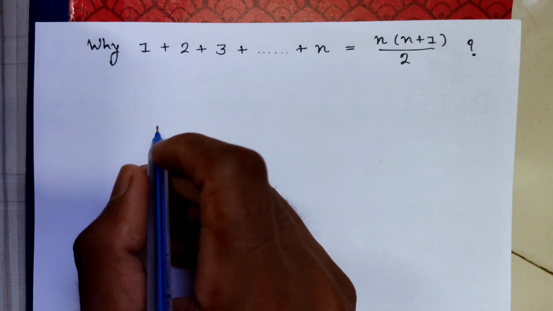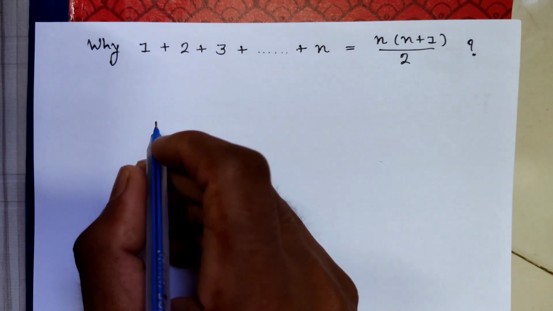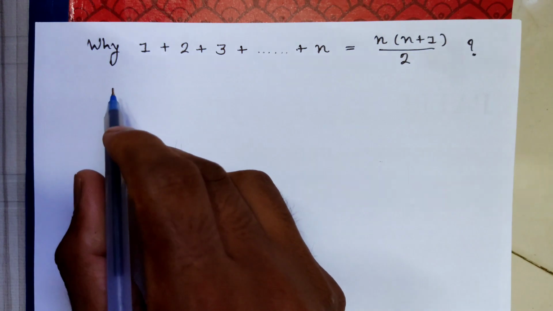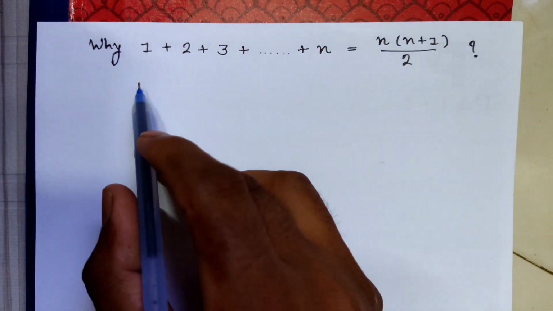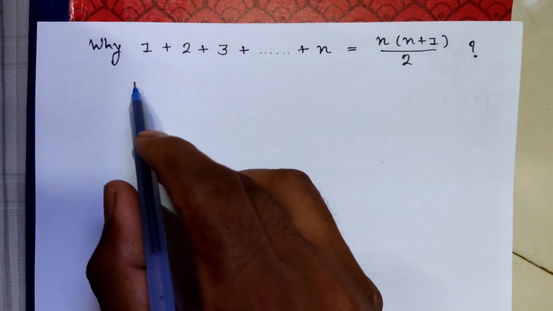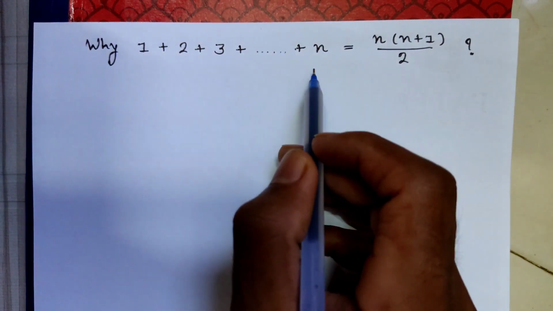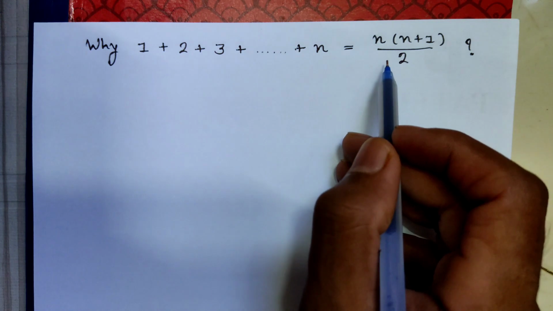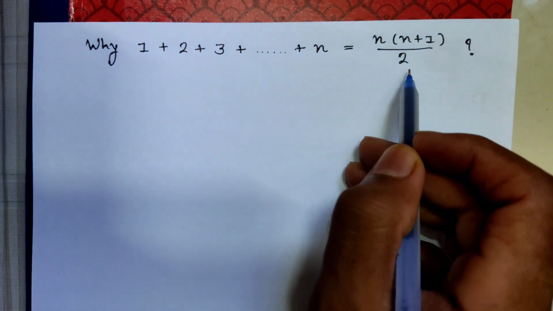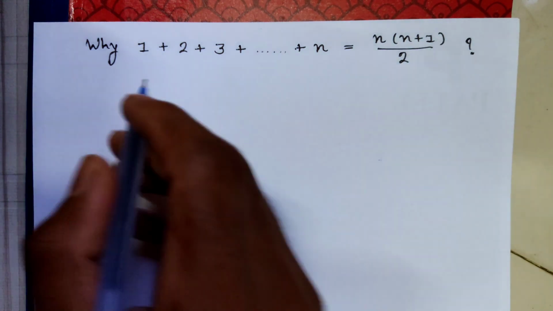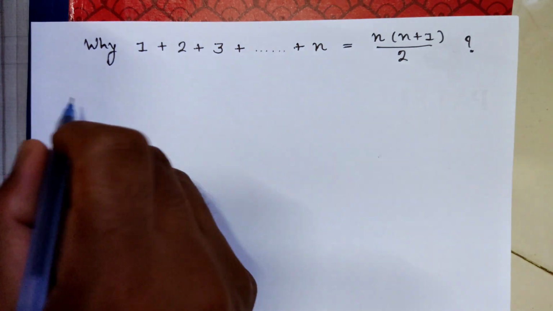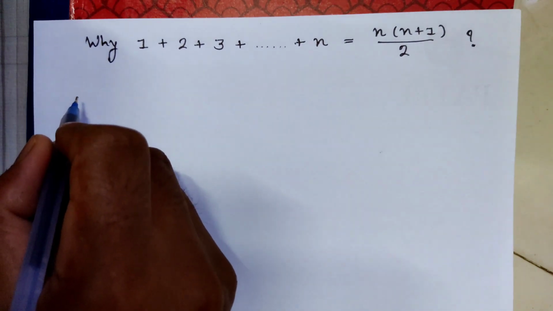Welcome all of you. Today I am going to discuss the very popular formula about arithmetic progression, that is, why the sum of 1 to n integers is equal to n into n plus 1 by 2. So I will give the proof in 3 different ways.